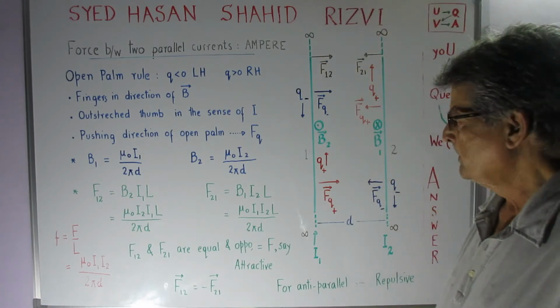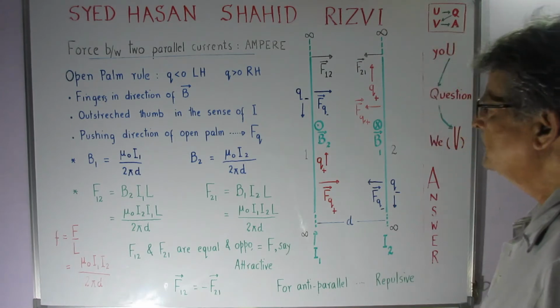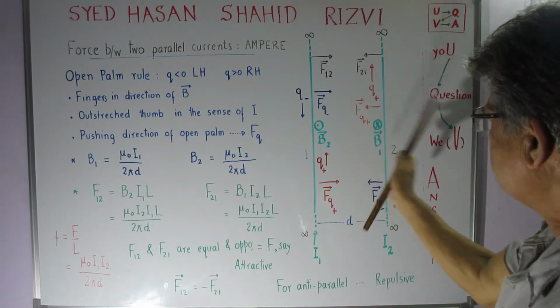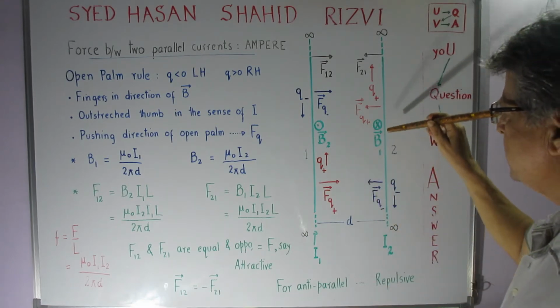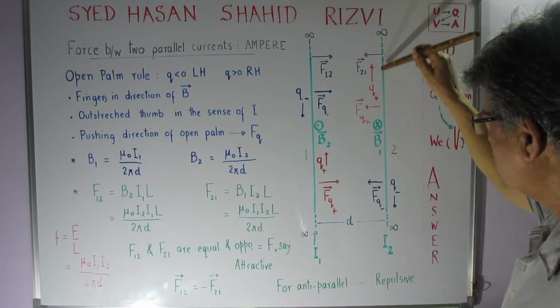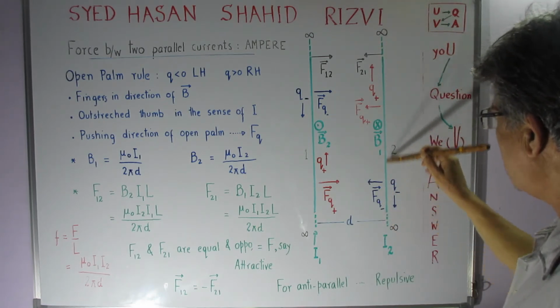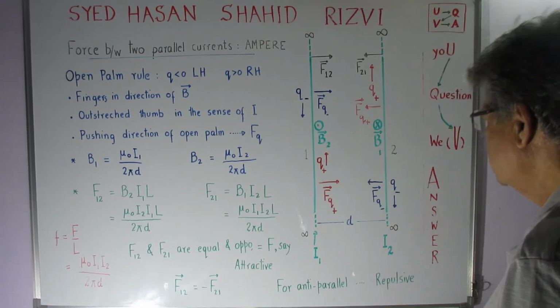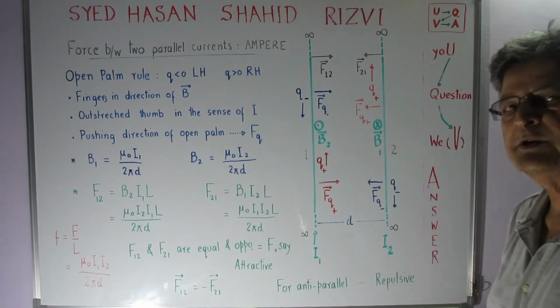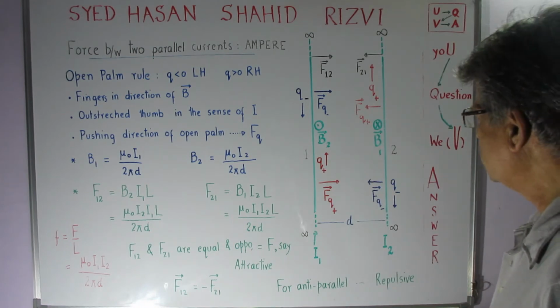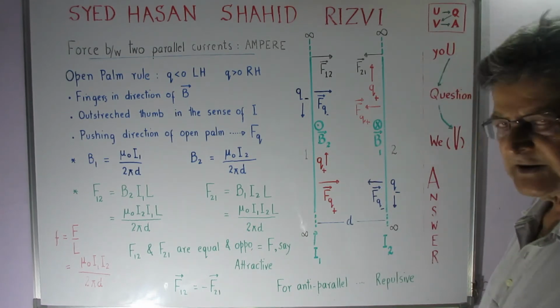And with a similar argument, when I hold this like this, B1 will be into the board, and therefore all over this wire, the magnetic field is constant and it is equal to B1. So this is one result which we are recalling from the past.